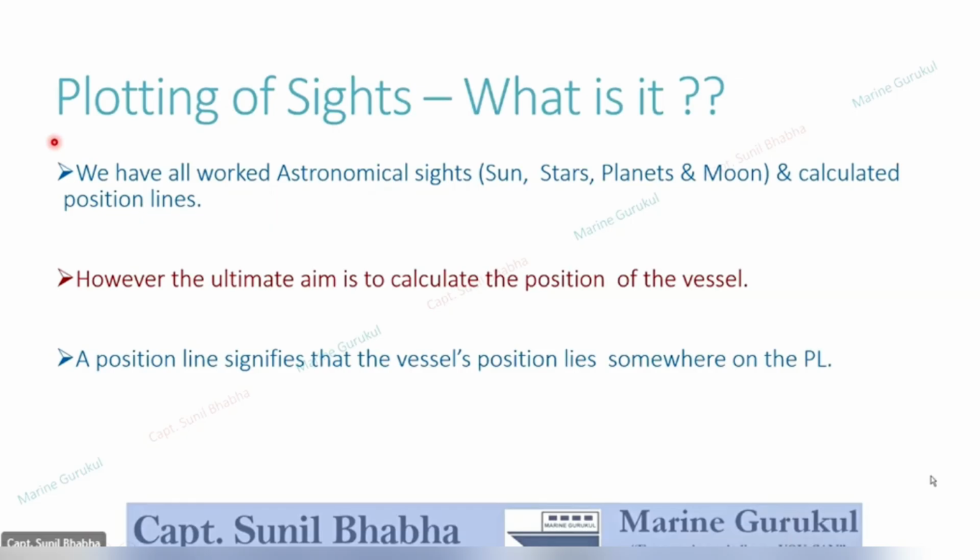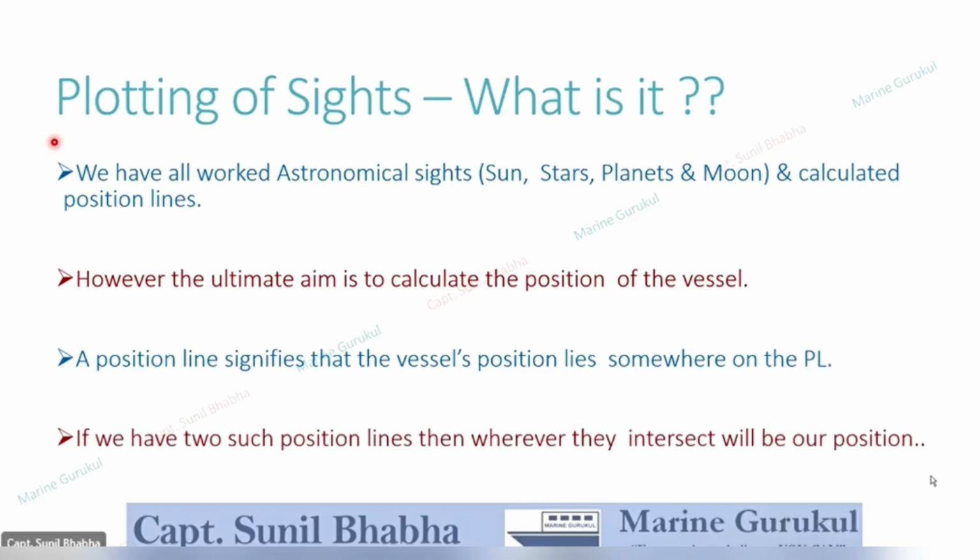What we are ultimately interested in is getting the position of the vessel, or getting a fix. Now, for getting a fix, we need a minimum of 2 position lines. If we have 2 such position lines, then we know that wherever these position lines intersect will be our position. So this is our ultimate objective for site taking, that we should be able to obtain at least 2 PLs, and combining those 2 PLs we should be able to get the position of the ship.